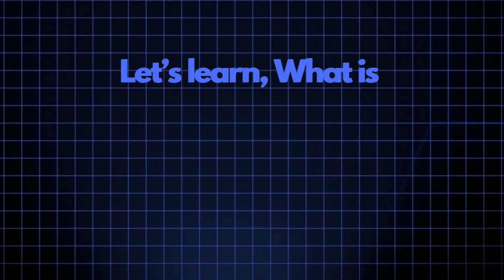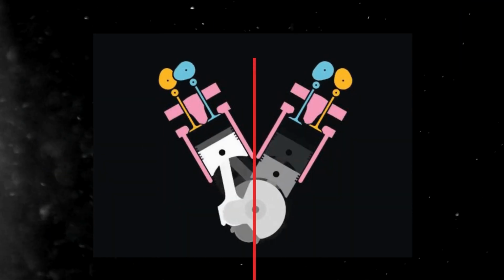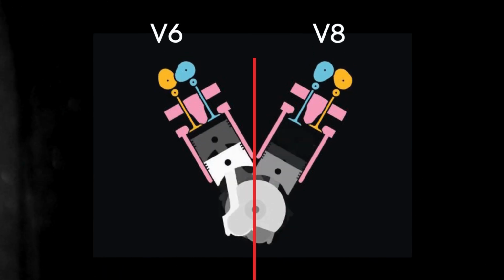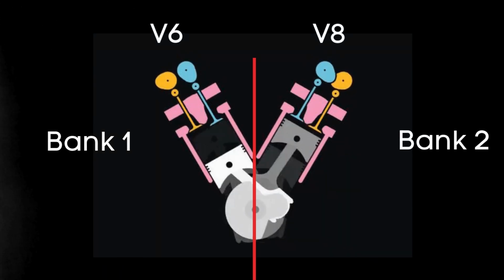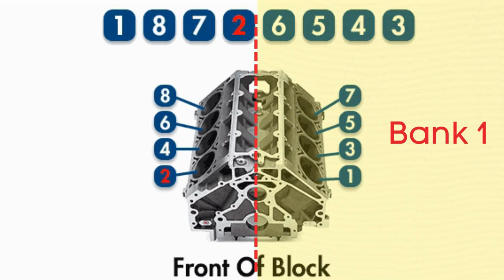Now let's learn what is Bank 2. In engines with multiple cylinder banks, like V6 or V8 engines, you'll have two sides or banks of cylinders. Bank 1 typically refers to the side of the engine where cylinder 1 is located, and Bank 2 is on the opposite side.